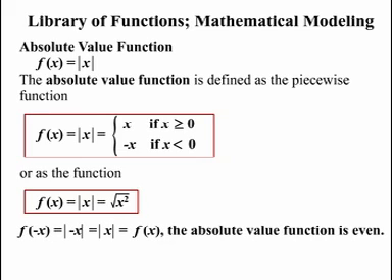And because f of negative x equals the absolute value of negative x, which equals the absolute value of x, therefore it equals f of x, and the function is even.